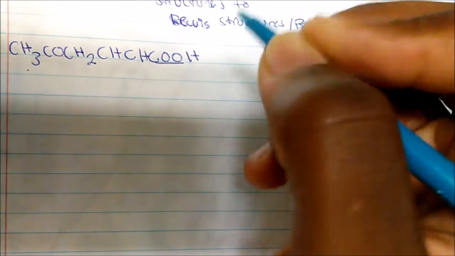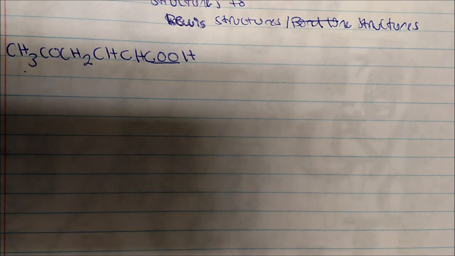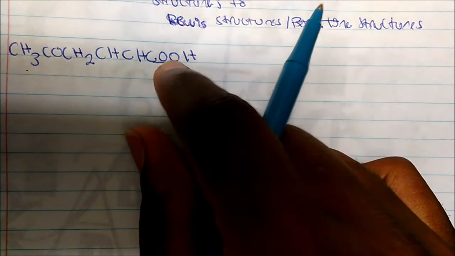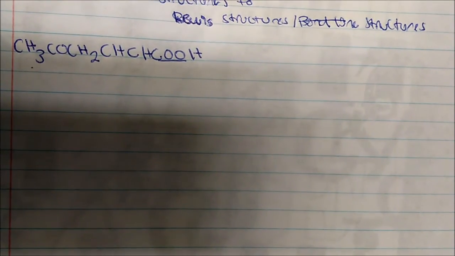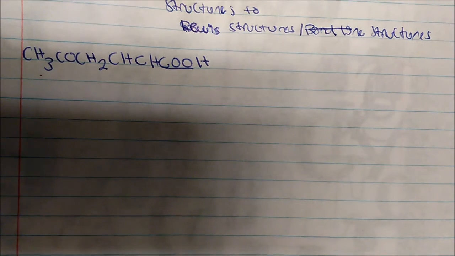What do I mean? Well, I see the COOH. That reminds me of a carboxylic acid. So I know I have a carboxylic acid, and we know how to draw carboxylic acids. Do I have any branches? No, there are no branches. So I see a COOH, and I see a carboxylic acid.